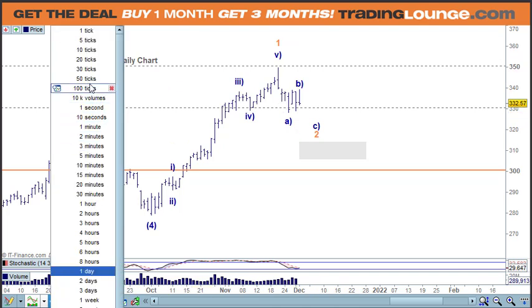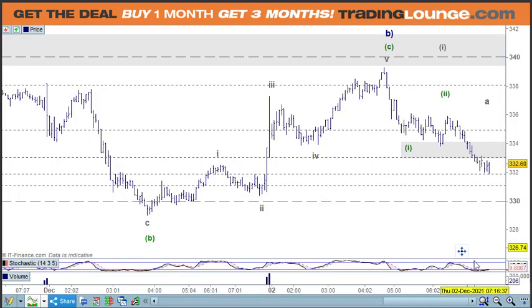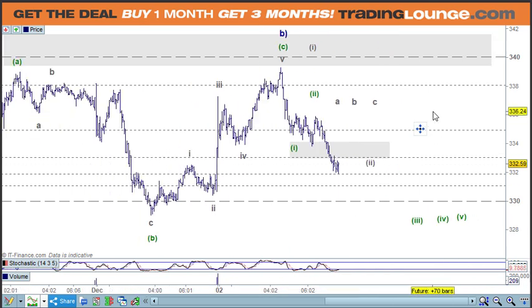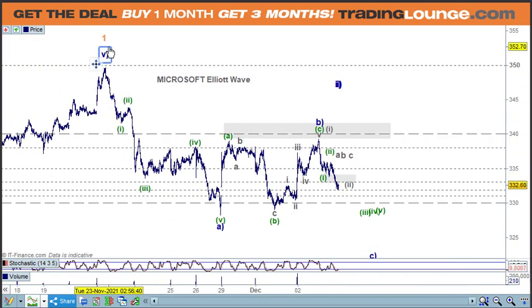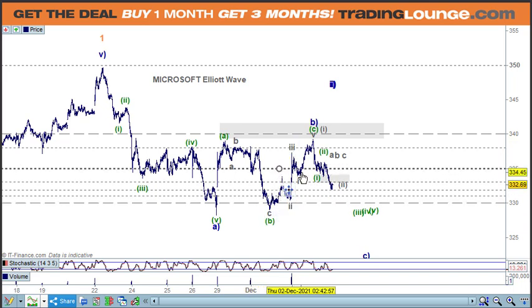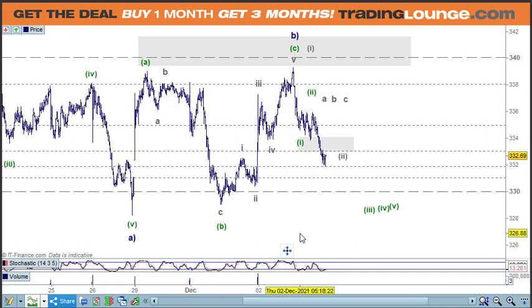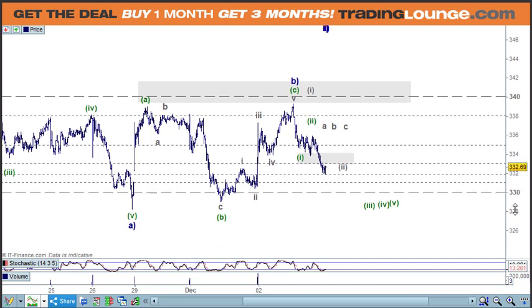So let's just go to the 100 ticks. From the top here, calling it wave 1 up here, but it could be wave 3, down for the A wave here, and then I've got the A, the B, and 5 waves up here for the C wave of B. So we've got the A, the B, and then we're going down lower here now.